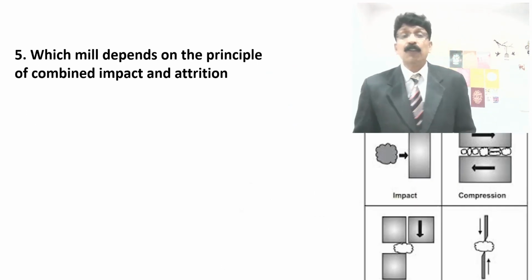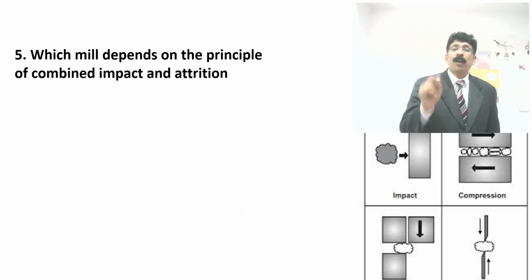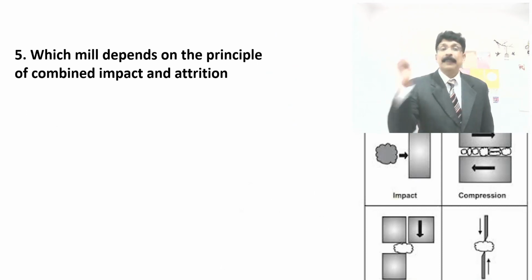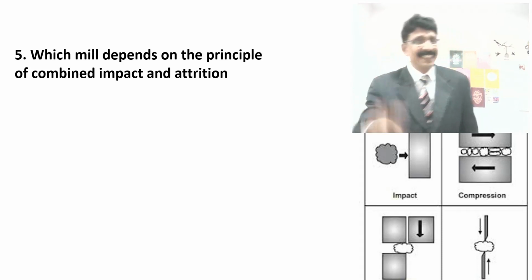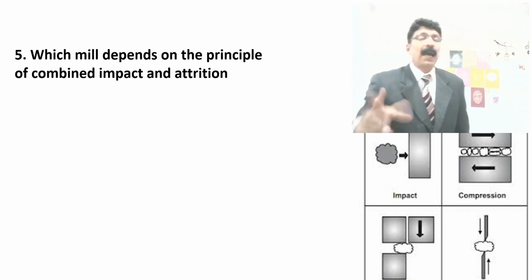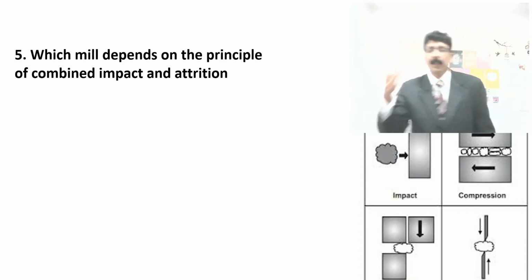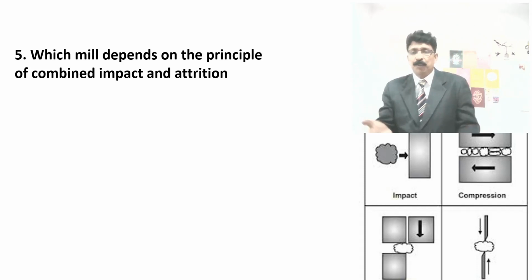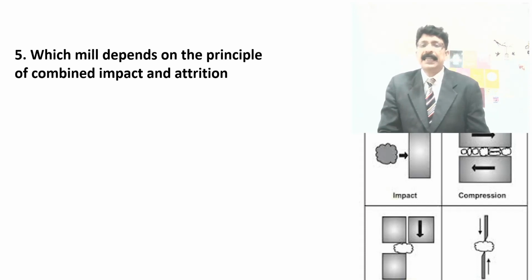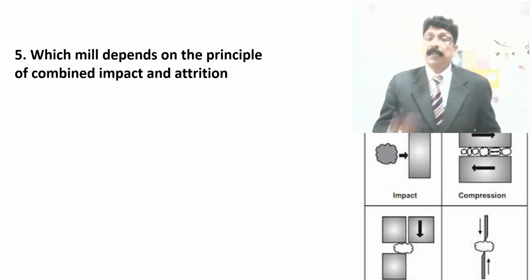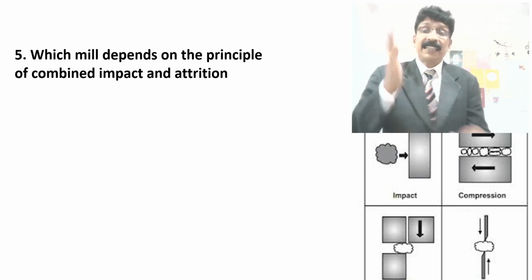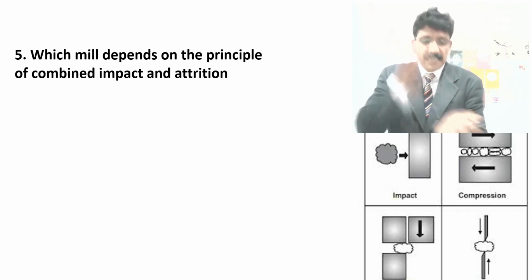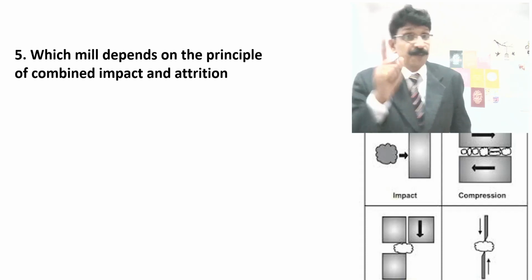The fifth question: which mill depends on the principle of combining impact and attrition? Just now I told you about attrition and impact. Listen again and again. Impact means throwing the object against the wall of the instrument and breaking it, or hitting an object with a hammer or another object to break it. That is called impact. Attrition means breaking by friction, just going and doing like this. So this will work in the ball mill.